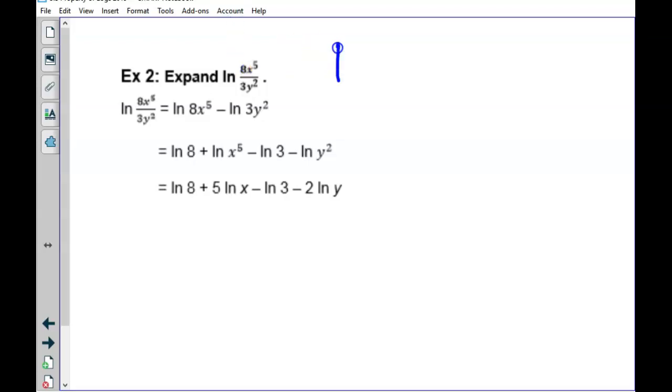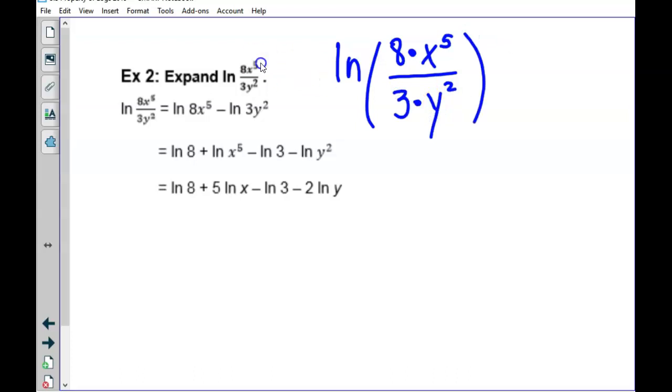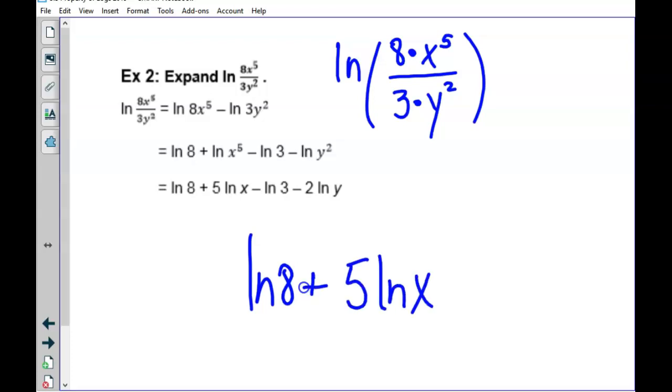But all right, this is an expand that's done for you. Please notice that they did ln of, and they thought of this as 8 times x to the 5th over 3 times y to the 2nd. But this is a huge issue, guys. Students get this wrong all the time because they write this. ln of 8 plus is times, times is plus. 5 ln of x, I moved the 5 out front, are you good?